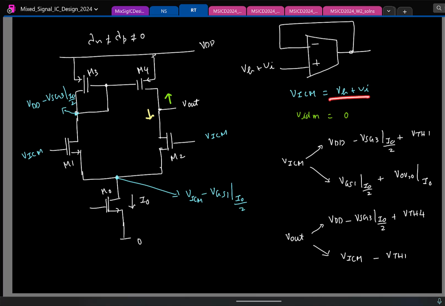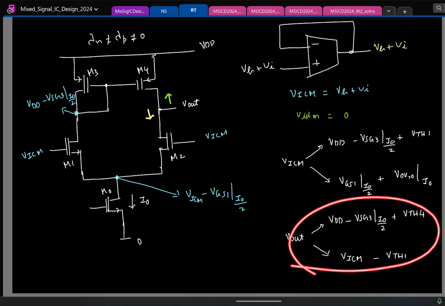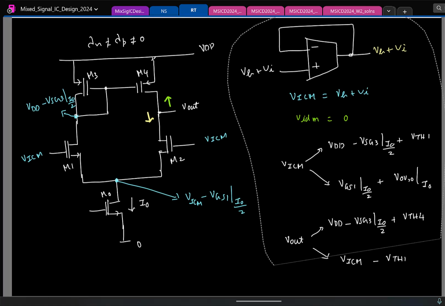So this is setting one limit. Is there some other thing that is setting a limit on Vi? Look at the circuit and tell me what other voltage is equal to VB plus Vi. The output voltage is also equal to it, and we also know that the output can only be in this range. So we have two limits set by both of them. So we'll see what will happen.